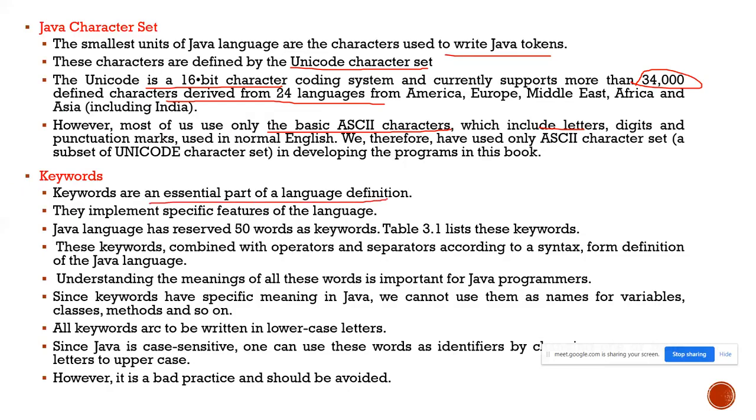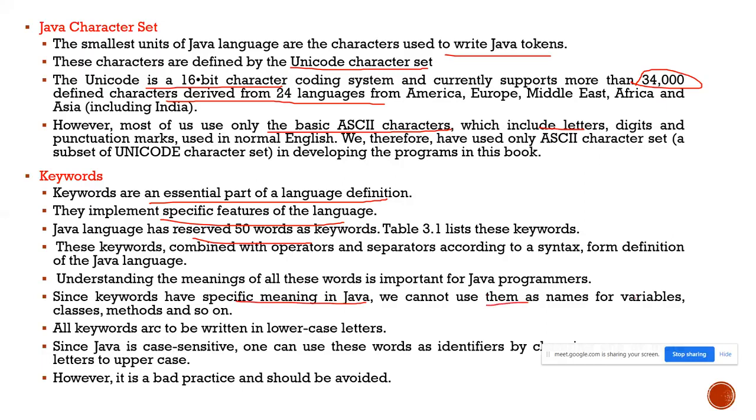They are the essential part of the language definition. They implement specific features of the language. So the Java language has reserved 50 words as keywords. The keywords are used only specially for Java programs, and you should not use these Java keywords as your identifiers. So they have special meaning in Java.